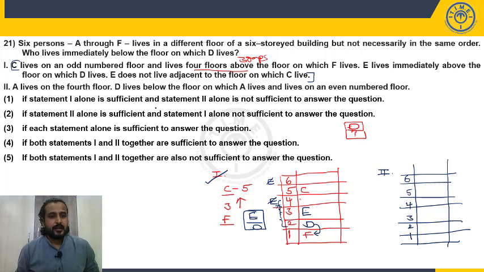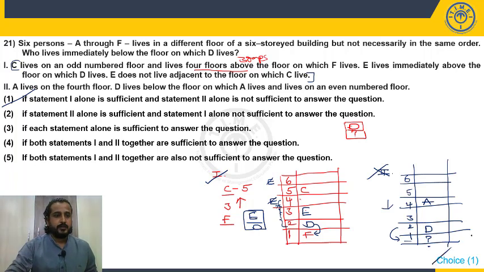Now, A lives on the 4th floor. Direct information. D lives below the floor on which A lives and on an even number floor. Below the 4th floor, even number floor, it is here. So immediately below D, first floor. But who lives on the first floor? Do you have that information? No. So is 2 alone sufficient or not sufficient? Not sufficient. So now what will be my answer? Only 1 alone is sufficient to answer and 2 alone is not sufficient. So choice 1 is my answer.